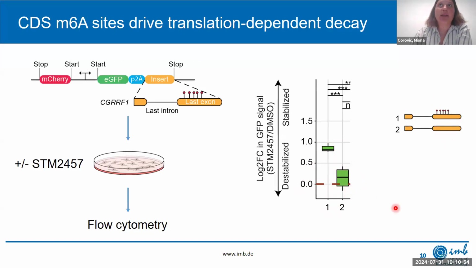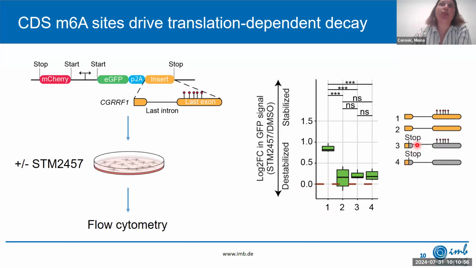And even more importantly, we made mutants where we moved the stop codon to be upstream of the m6A sites, moving them from the coding region to the 3' UTR. And as you can see, still the effect of m6A depletion was not there, which really proves that translation is coupled, and that this pathway of decay is going through translation.